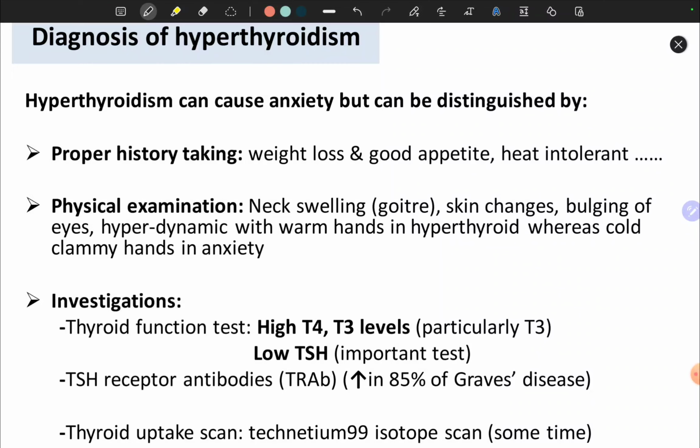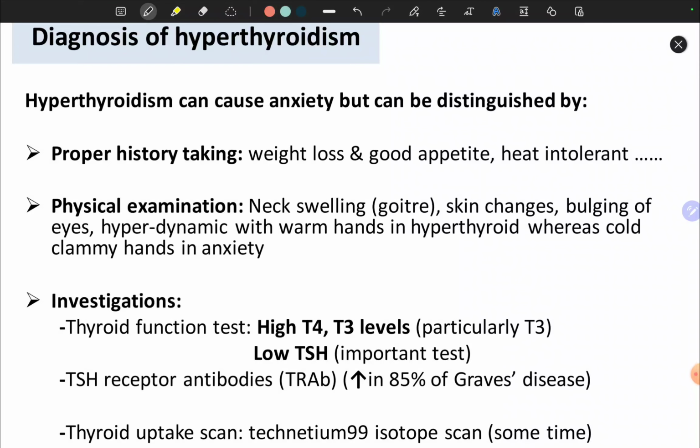You look for hyperdynamic features like warm hands in cases of hyperthyroidism. Because this is a hyperdynamic situation.